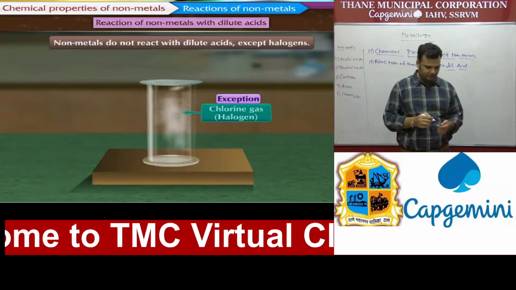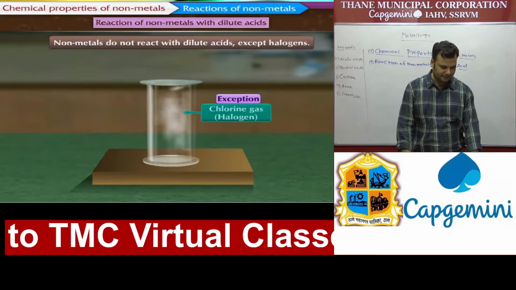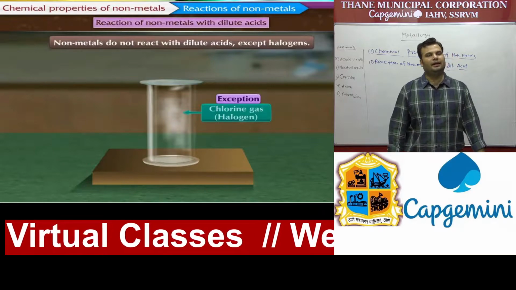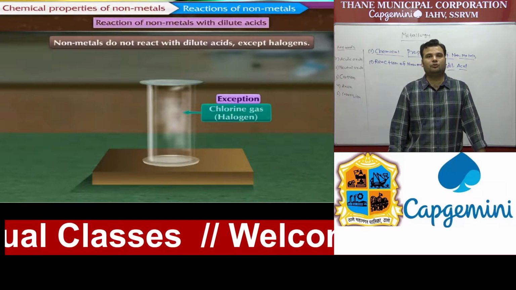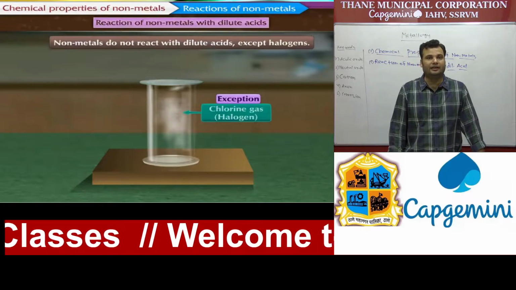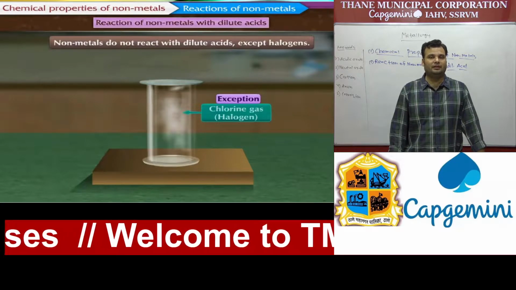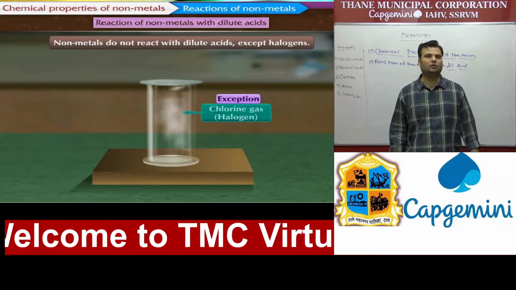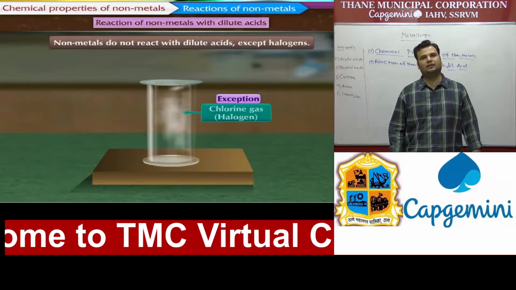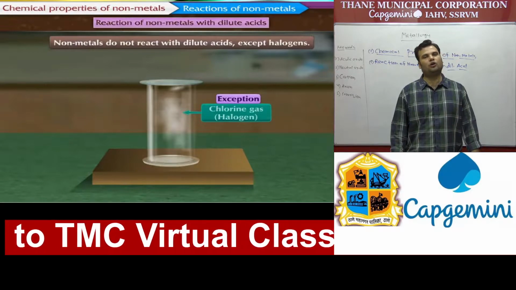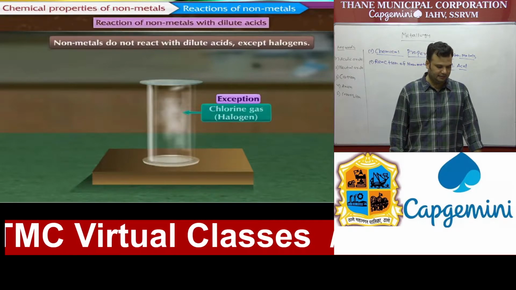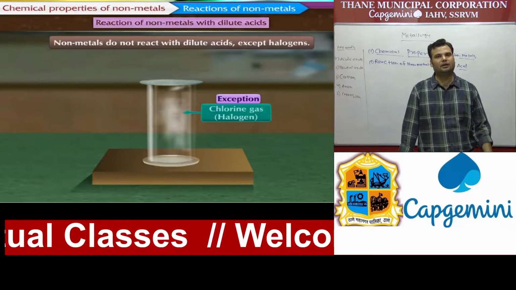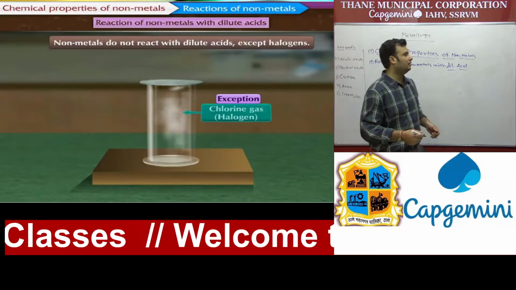So a very important thing you have to remember is that non-metals basically do not react with any acid, but there is an exception you have to remember: the halogen family, group number 17, fluorine, chlorine, bromine, and iodine. All these are halogens and they are highly reactive elements. So these elements can react with dilute acid, but all non-metals cannot react with dilute acid. It is also given that generally non-metals do not react with dilute acid.